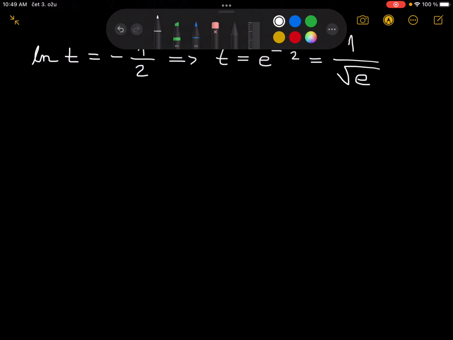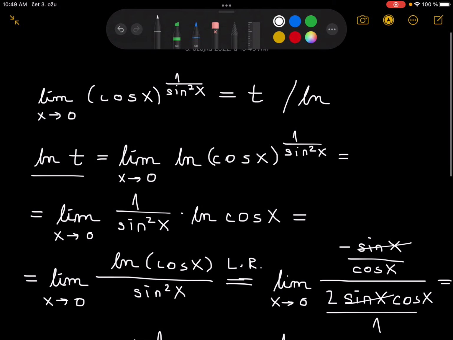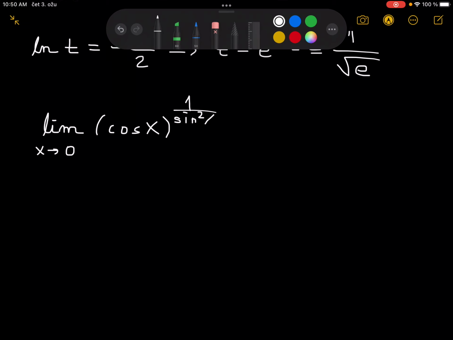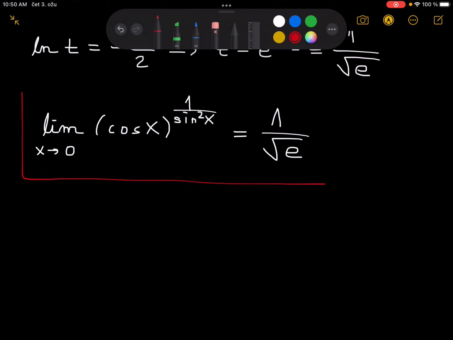And remember that t was our original limit, so that means that the limit as x approaches 0 of cosine x to the power of 1 over sine squared of x is equal to 1 over the square root of e. So this is our final answer to this problem.